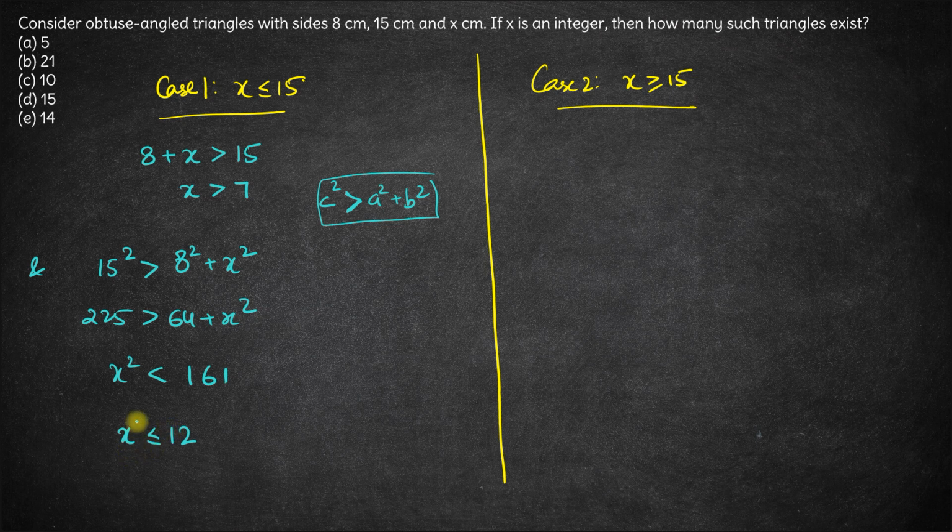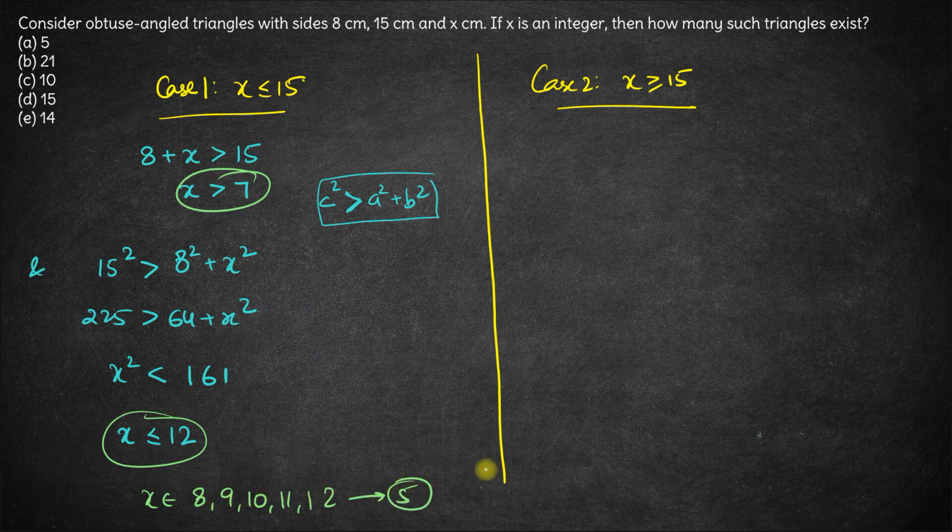So now combining these two, we get x should be greater than 7 but less than or equal to 12. So x can be either 8, 9, 10, 11 or 12. So these are the 5 values of x that we get from this particular case.